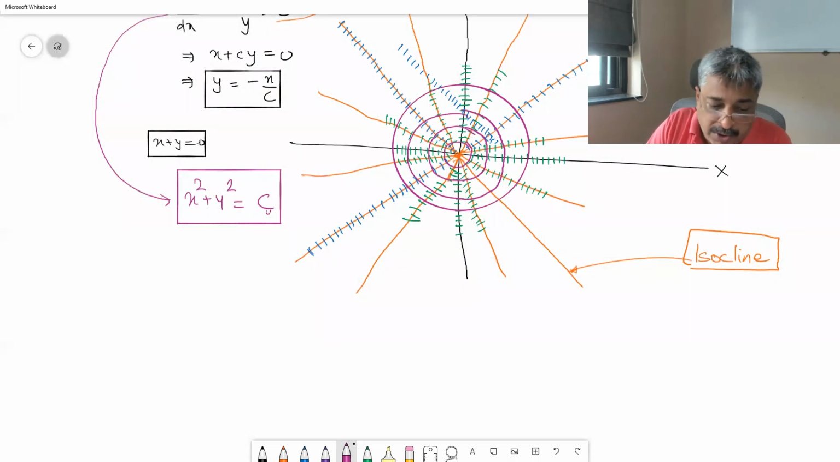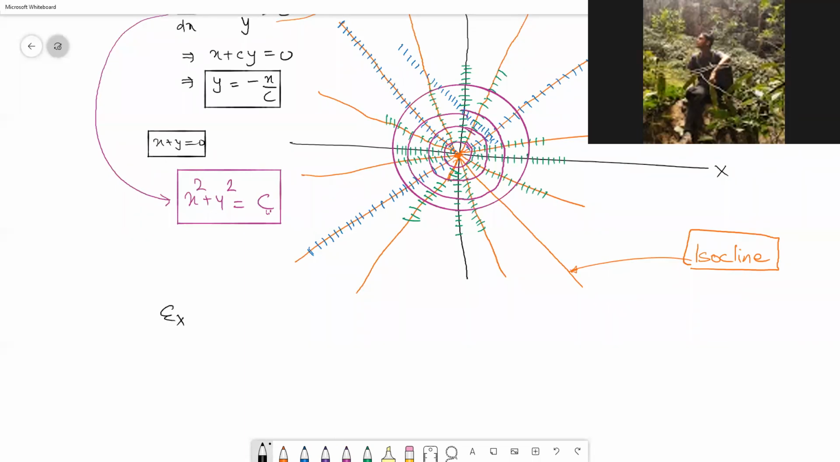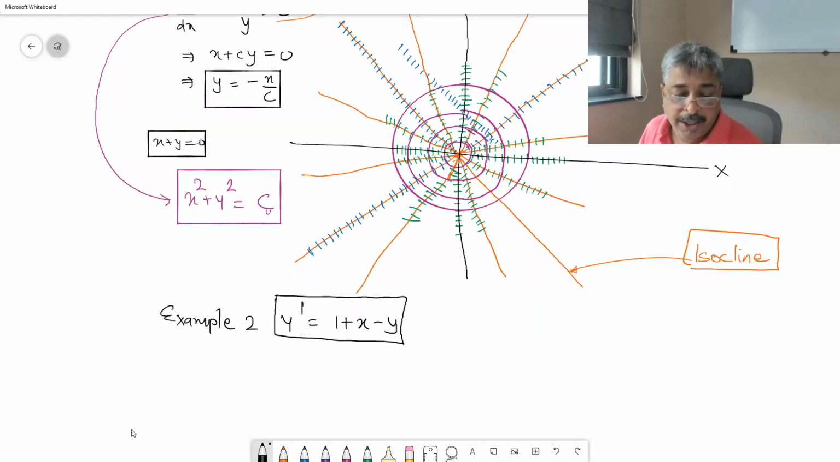The problem is y dash, example 2. Try to do the same thing, whatever we have done for the first example, and show me how your notebook looks.